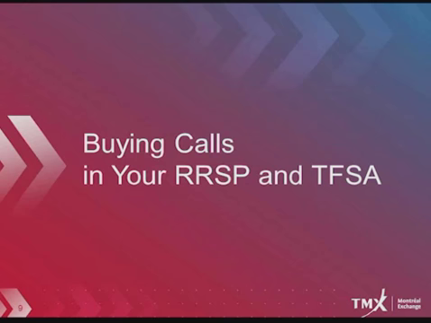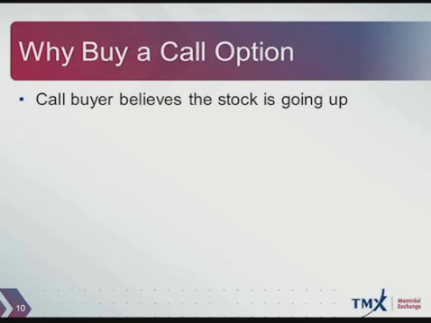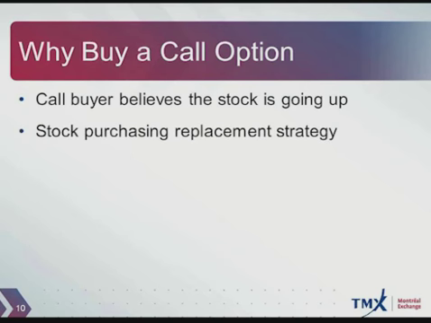The first approach that we're going to look at, we're going to keep it really simple. We're going to look at buying call options in our RRSPs and TFSAs. And as I mentioned earlier on, there's a number of reasons why you would consider using a call option as opposed to buying the stock itself. But really, at the end of the day, your objective here is that you have a directional bias to the upside on the stock. And rather than buying the underlying security, so rather than buying the stock, you're looking at a way that you can replace that stock.